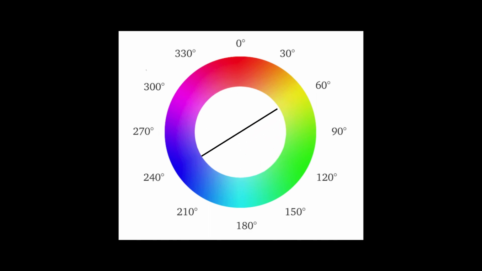So if red is at 0 degrees, its complementary color cyan is going to be at 180 degrees. Similarly, green is at 120 degrees, which pairs with the complementary color magenta, which is at 300 degrees.